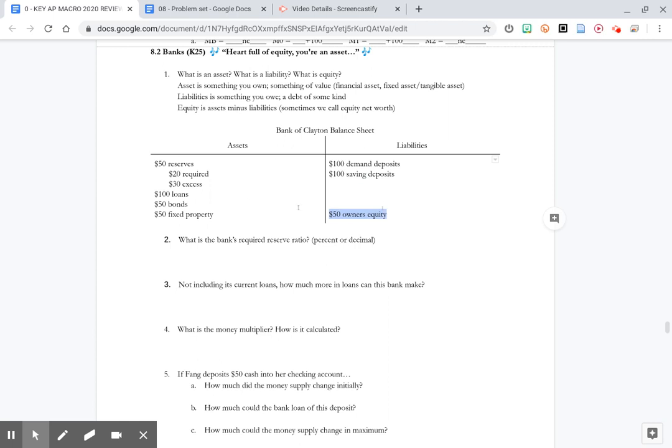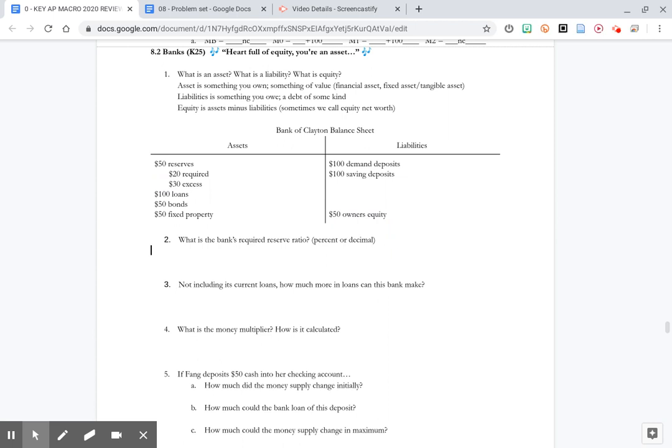Now, from this bank's perspective, we're going to use the word equity. If we added up 150 and then another 100, that's 250. And then we can see here that there's 200 in liabilities, and so the equity is 50. And in this reserves part, you can see that we've broken out the two types of reserves. So now we're going to answer some questions about this.